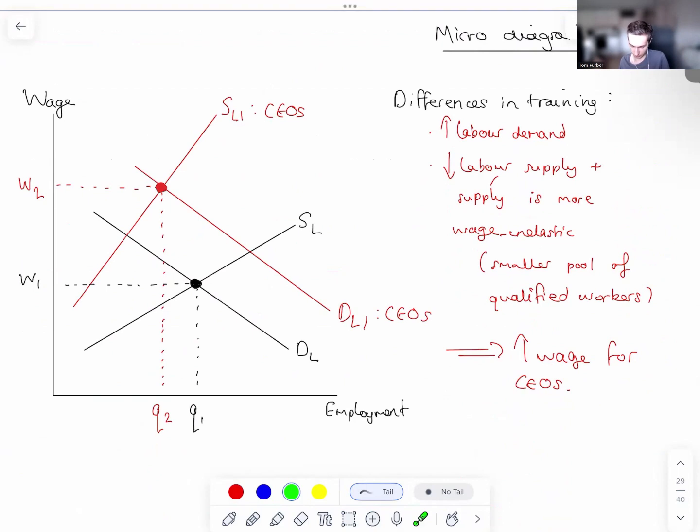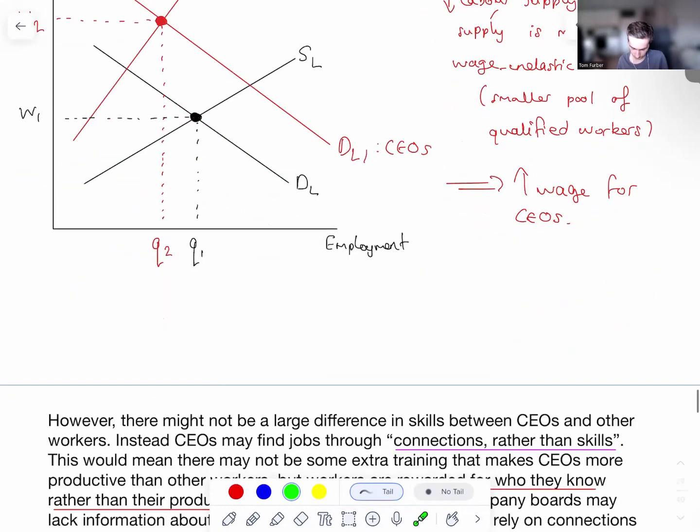That's the diagram we were talking about before. So CEOs being more skilled may increase demand for labor, and having a small pool of skilled workers because of the skill requirements, the qualifications that may be needed, may make labor supply more wage inelastic and reduce it. And that means higher wages overall for CEOs.